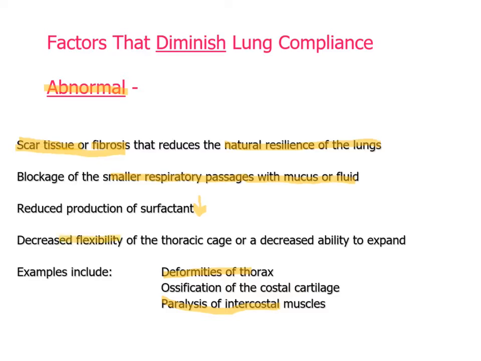The stiffness would be caused by ossification of costal cartilage. Costal cartilage is the cartilage that joins the ends of the ribs to the sternum, and ossification is essentially calcification of that, making it stiffer. So all of these can diminish lung compliance.